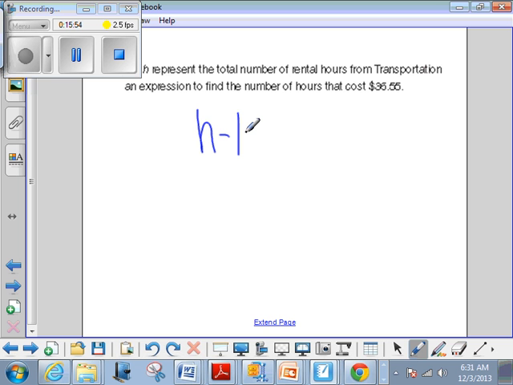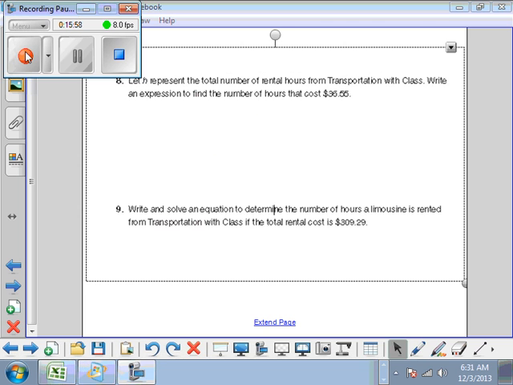Okay, so looking at 8 and 9. For 8, they want us to let H represent the total number of rental hours from transportation with class, and to write an expression to find the number of hours that cost $35. Okay, sorry. Looking at this, this is just H, or number 8 again, which we've already solved.